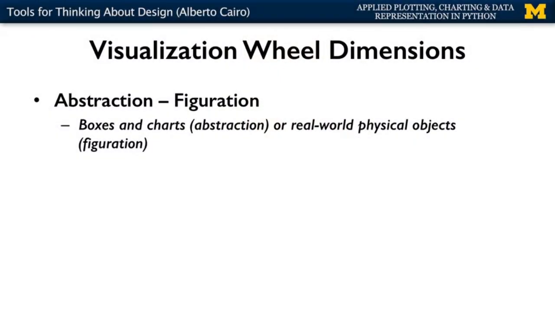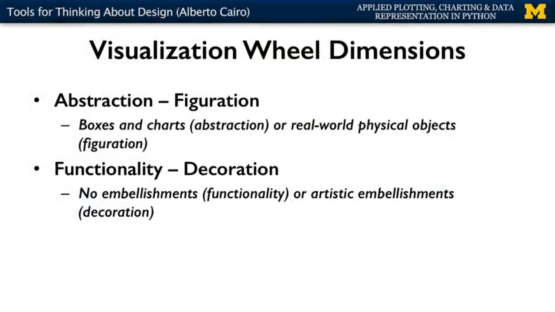Let's dig in and look at a few of the trade-offs that Cairo considers. The first is abstraction and figuration. A highly figurative visual describes the phenomena using physical representations of the phenomena, such as photographs or drawings. As the representations become less real and more conceptual, the emphasis shifts from figuration to abstraction.